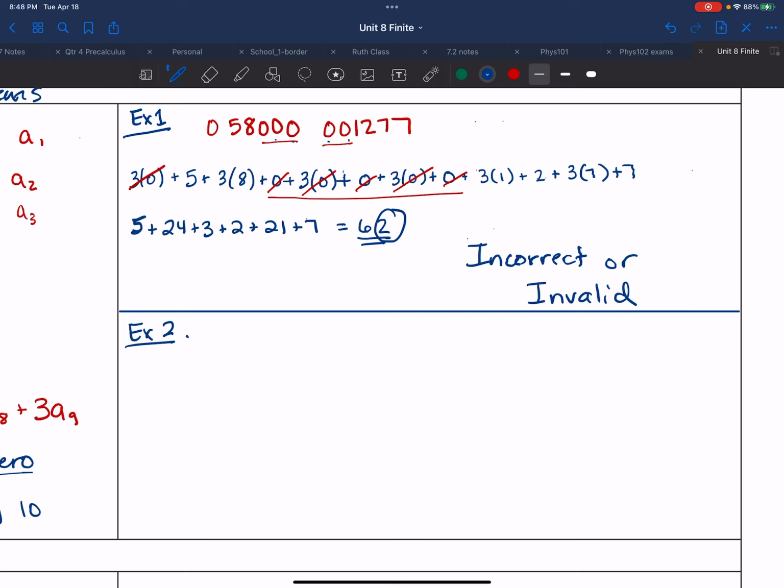An incorrect or invalid code. Okay, so let's go ahead and take a look at another number.